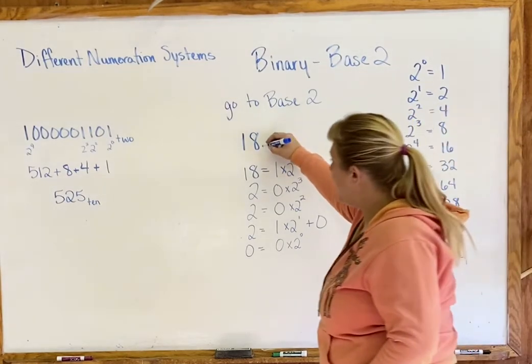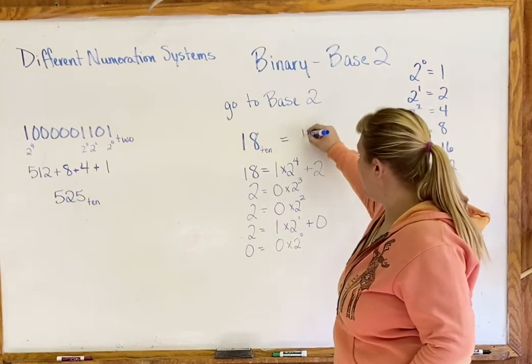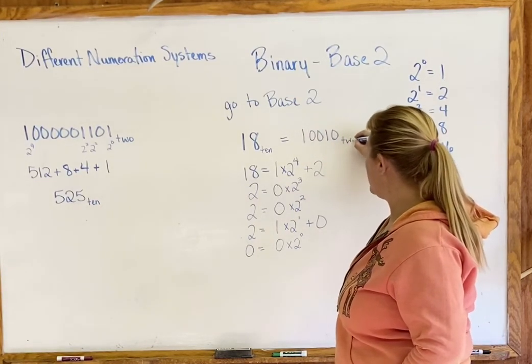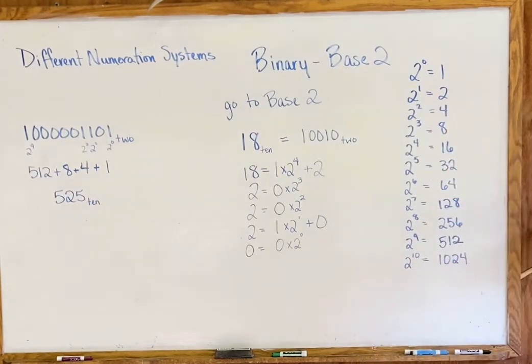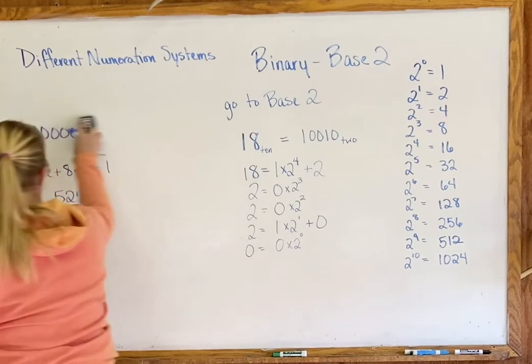So the number 18 in base 10 is actually equal to the number 10010 in base 2. So 18 is 10010. Okay. Now, can you see how tedious this would be if you had to actually write this out in everyday life? You'd have to remember which placeholder was which. Okay, so let's do another one of this type here.